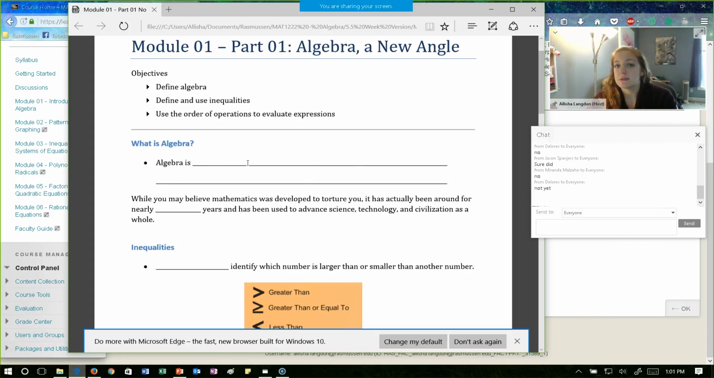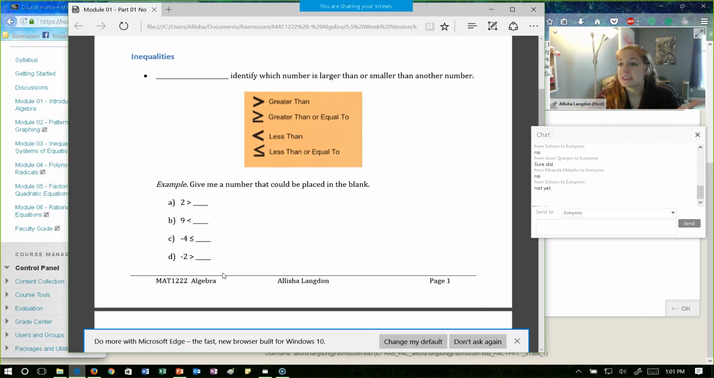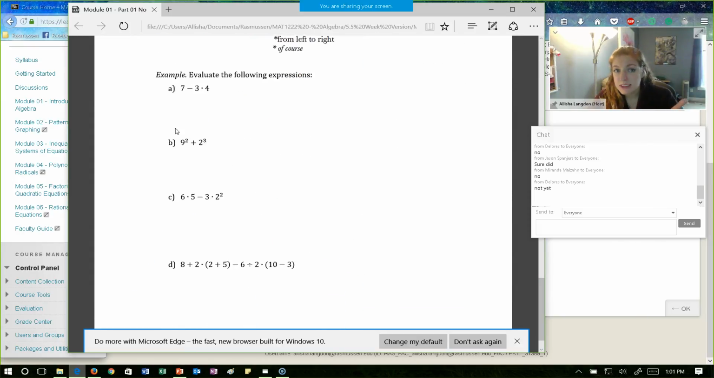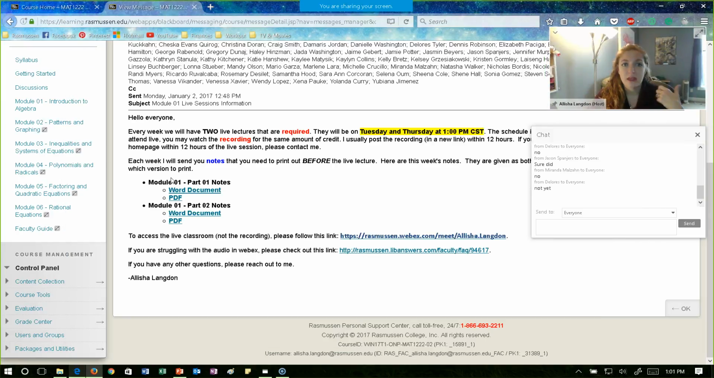You'll see there are blanks here where you can fill in the answer. So you don't have to write down everything. I have part of it already written down for you. You just have to fill in the blanks or answer the questions. You don't have to copy the problems down, which is also a nice benefit. You just have to finish the problem. I do that every single week, so you can expect live lecture notes every single week.